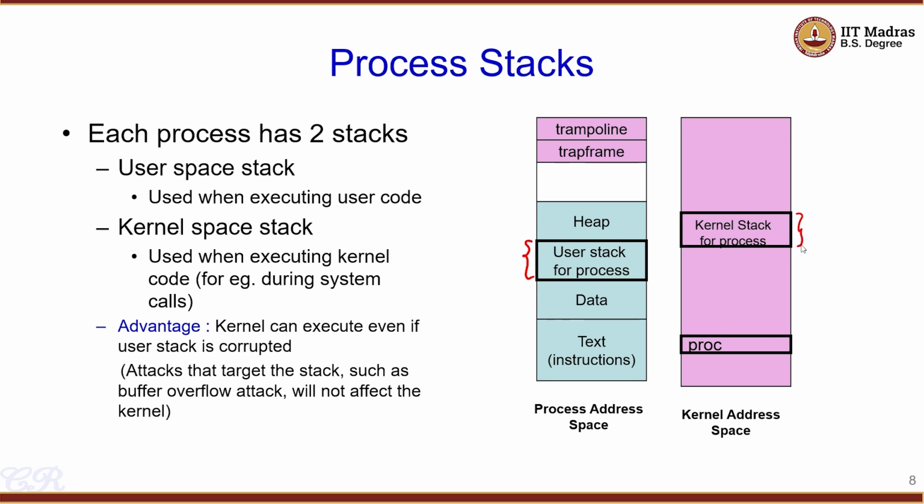Now, the kernel stack for a process is present in the kernel's address space. Notice the difference: the user stack for the process is present in the process's virtual address space, but the kernel stack for the same process is present in the kernel's virtual address space. From the previous videos, recollect that we've shown how the x86 OS creates this kernel virtual address space. Now, within this kernel's virtual address space, for every process that executes, it creates what we call a kernel stack.